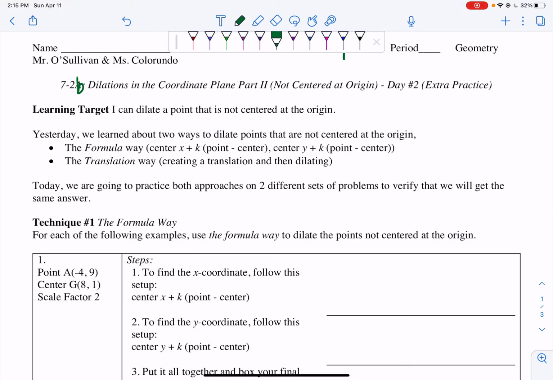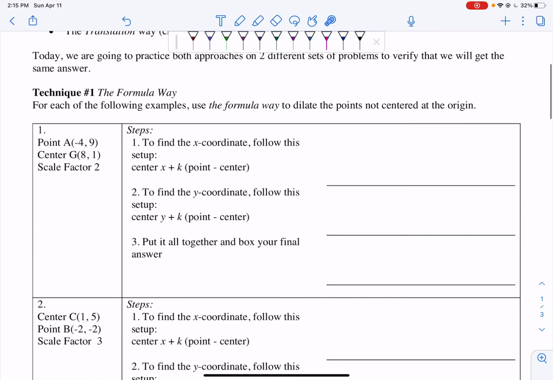So we are dilating points not centered at the origin using the formula way or the translation way. Today we're going to practice both of those approaches on two different sets of problems to verify that we'll get the same answer each and every single time. So the first set of problems we're dealing with are the formula ways. So the steps are right here. So we're going to follow those steps to dilate our points.